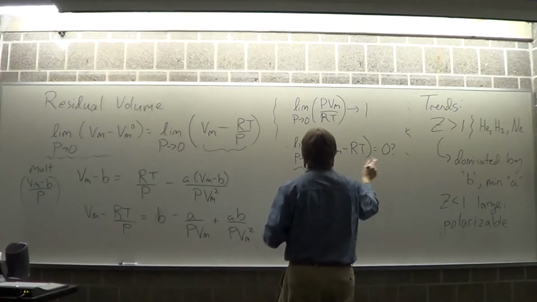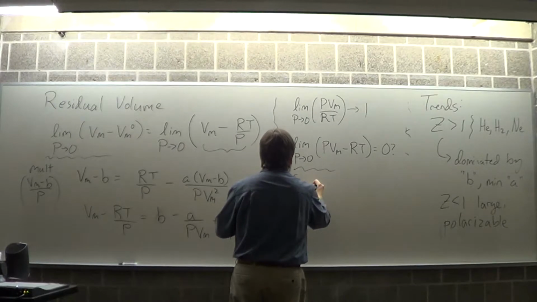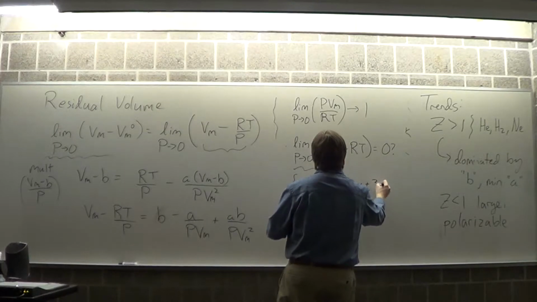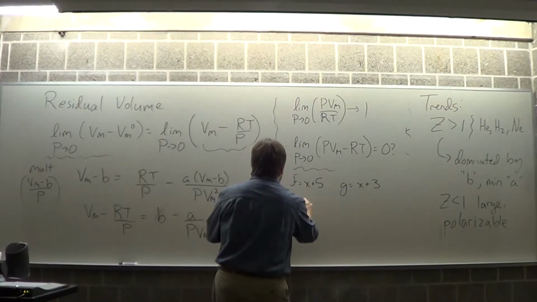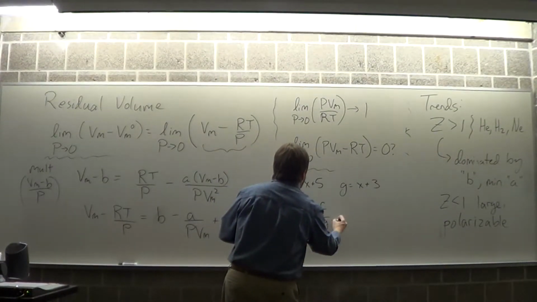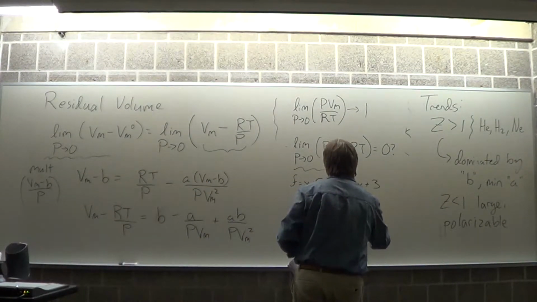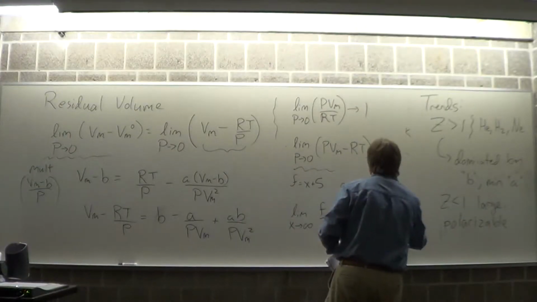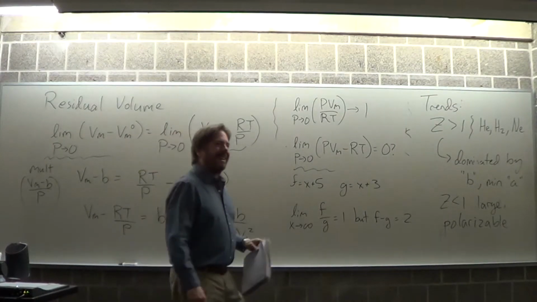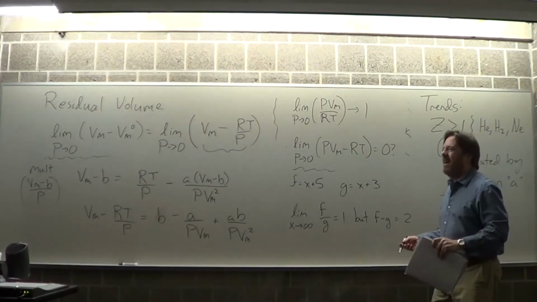You can think of, again, maybe don't write this down, this is just an example. I'm just going to do it off the top of my head. Let's say that F is x plus 5 and G is x plus 3. The limit as x goes to infinity of F over G is equal to 1, right? But F minus G is always equal to 2. There you go. It's a neat little math trick. It's obvious, but it still makes you scratch your head a little bit.